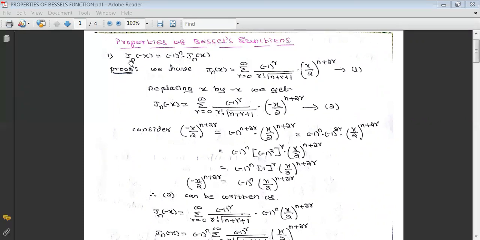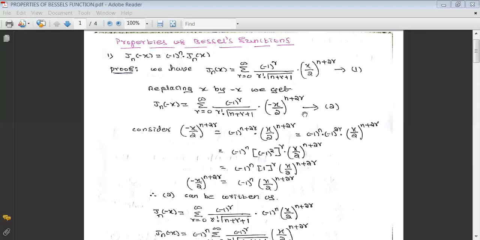is Jn of minus x equals minus 1 raised to n into Jnx. Now by the definition or by an expression for Jnx, we have Jnx equals summation r varies from 0 to infinity, minus 1 raised to r divided by r factorial into gamma of n plus r plus 1 into x by 2 raised to n plus 2r. Now in this case, we want an expression for Jn of minus x. Wherever x is there, let us replace that x by minus x. Then we are going to get this expression.